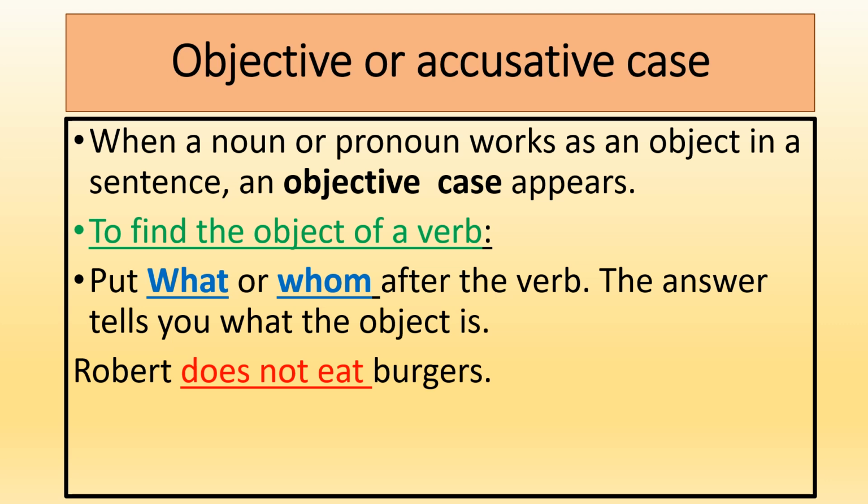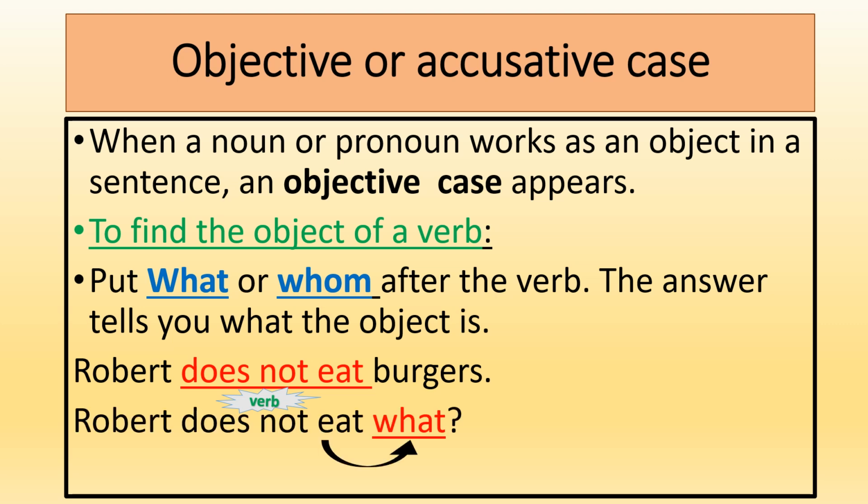Robert does not eat burgers. Step 1, find out the verb. Does not eat. Right? Now place what after it and ask the question. Robert does not eat what? Answer, burgers. So burgers is the object.